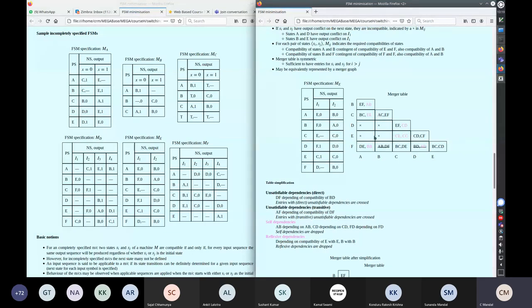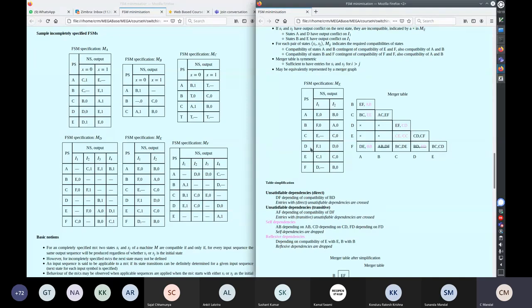Then you see that B and D are not compatible. That is quite evident here. Here you have the output, so although the transitions are to the same state, the outputs are different. So B and D are not compatible. And here what you find is that again B and E are not compatible.